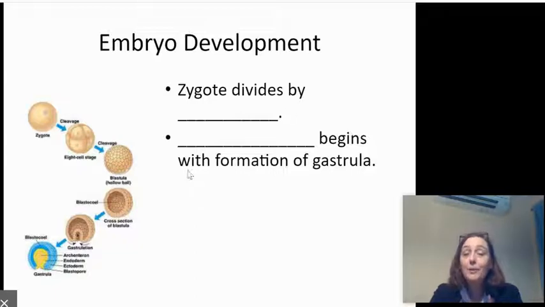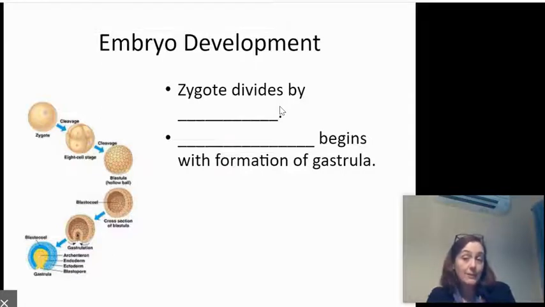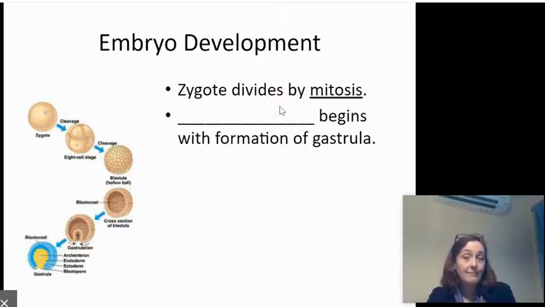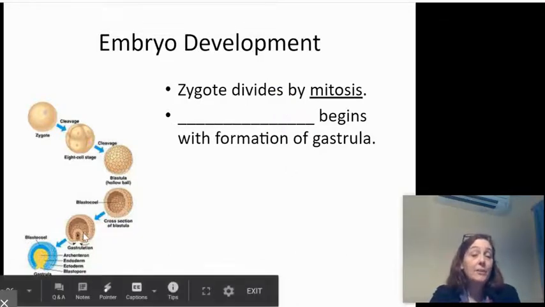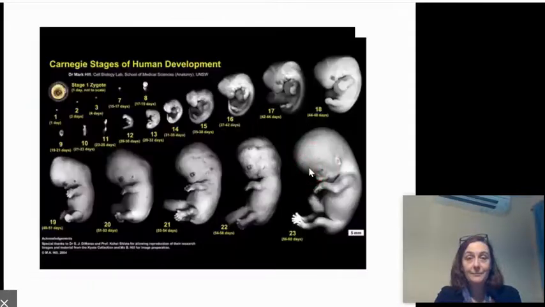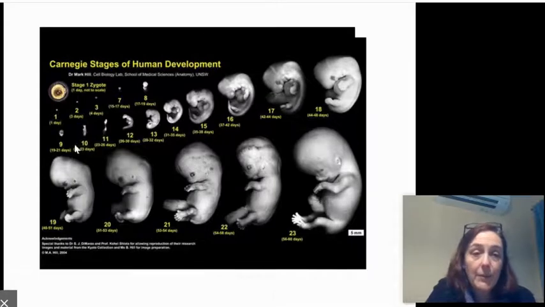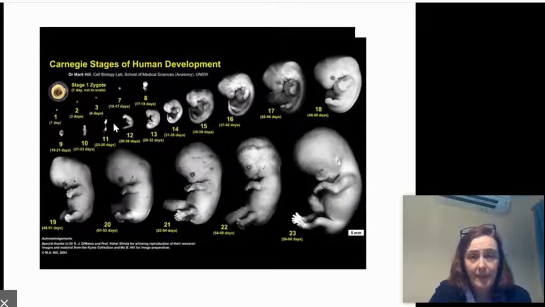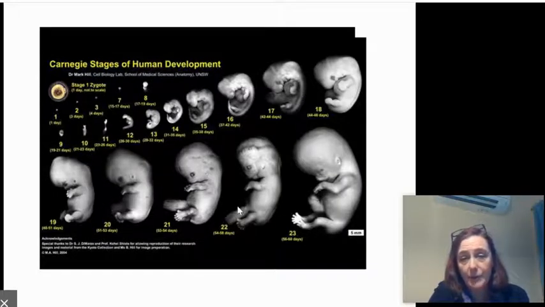So we have a reminder. We've seen this slide before when we were doing the cell reproduction notes, but just to remind you because it's so important, the zygote divides by which? Mitosis or meiosis? Mitosis. And because some cells are going to become inside cells, some cells are going to become outside cells, some are going to become brain, and some are going to become legs, we have differentiation. This is the growth of a baby. You can see the zygote there, not shown to scale, and how the baby looks as it grows through all the weeks of pregnancy.